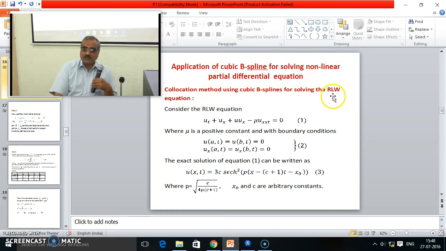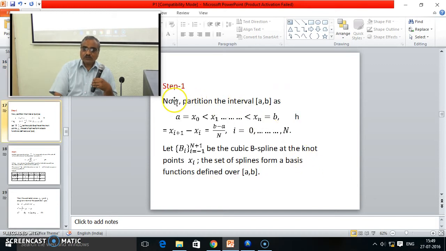For this purpose, here we consider the RLW equation, which is given in this way: u_t + u_x + u u_x - mu u_xxt = 0. Here we are having boundary conditions. The exact solution of equation 1 is given here in equation 3. Now step 1: first we divide the interval AB into n equal parts, x0, x1 up to xn.